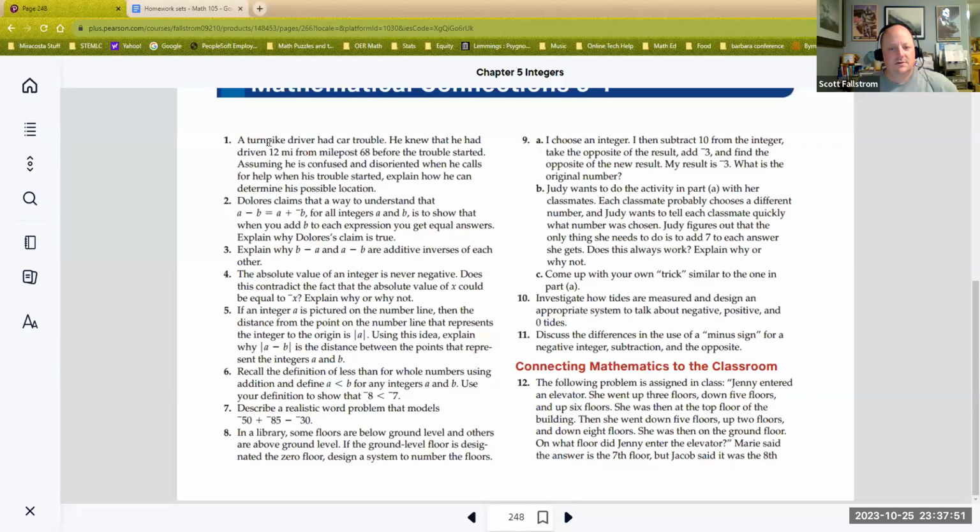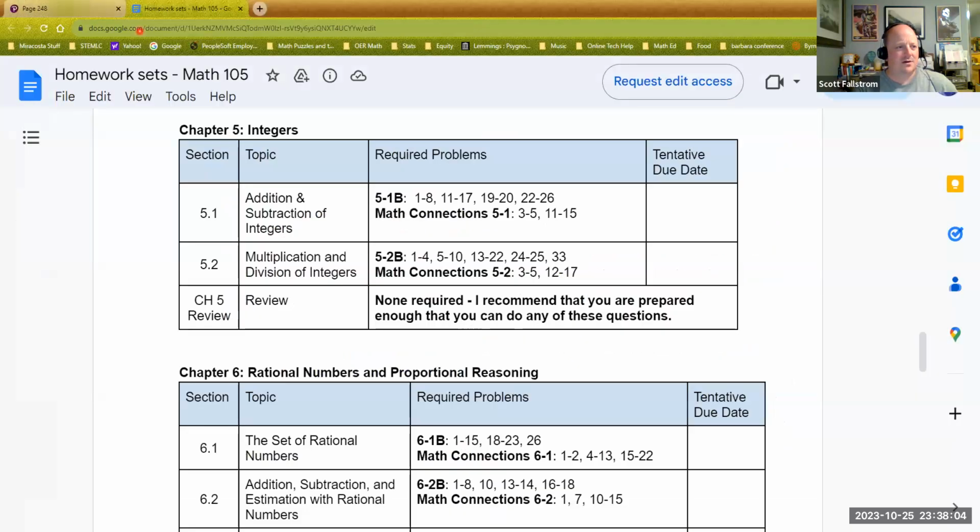Hello, students. We are taking a look at the mathematical connections for 5.1. So these MCs, I don't think I gave a ton of time, 3 through 5, and then some of the classroom ones.